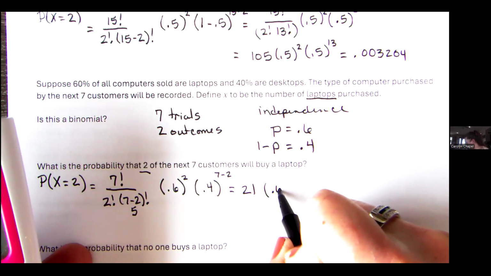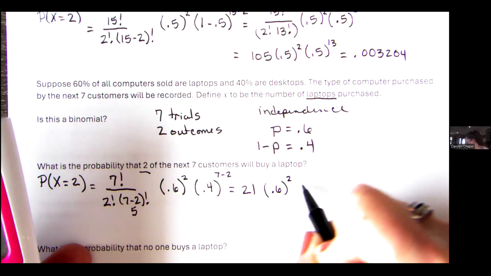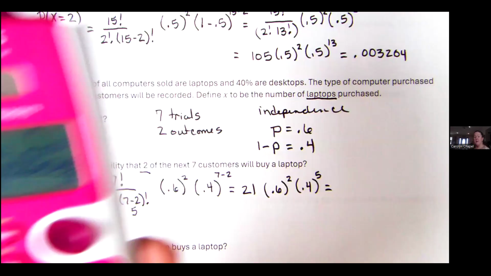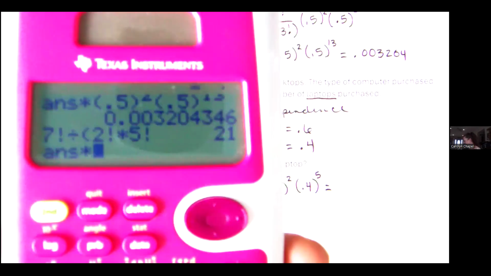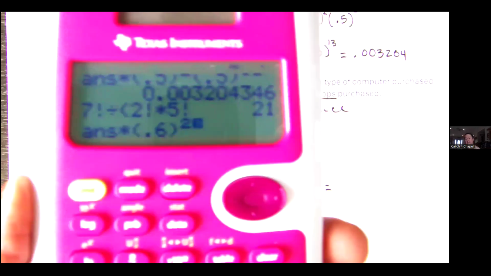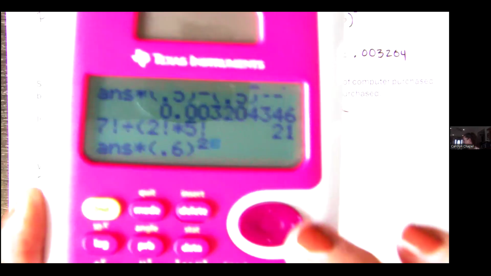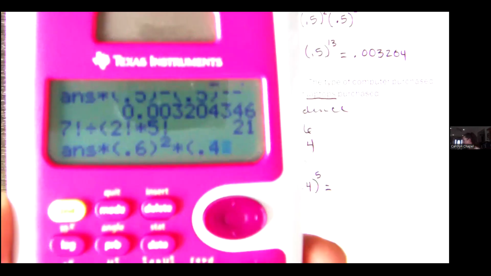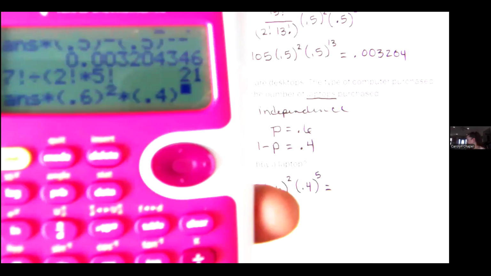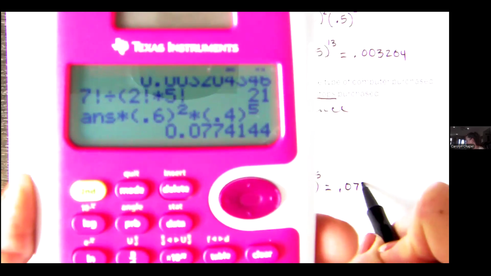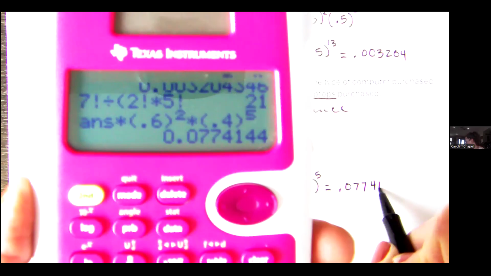So I'm then going to multiply this by 0.6 squared and 0.4 to the 5th. So I'm going to take that number multiplied by 0.6 raised to the 2nd, and then times, put that back down the main line, 0.4 raised to the 5th. And I get 0.07741444.